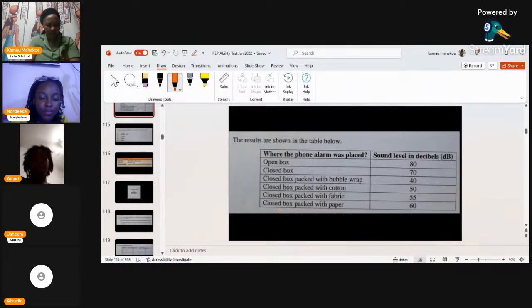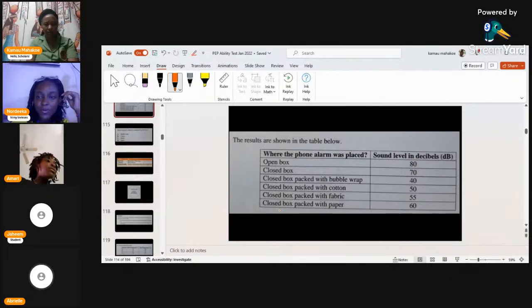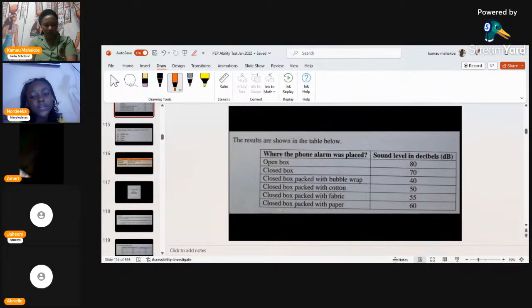Again, please. The open box is 80, closed box 70, the closed box packed with bubble wrap 40, the closed box packed with cotton 50, the closed box packed with fabric 55, and the closed box packed with paper 60.